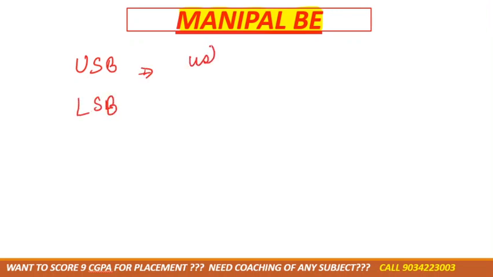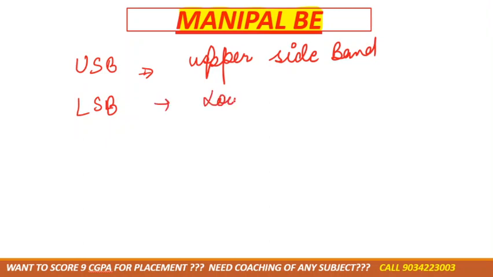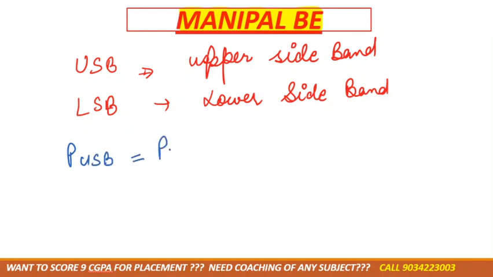USB stands for upper sideband and LSB stands for lower sideband, correct? So PUSB, power at upper sideband, would be equal to PLSB, power at lower sideband, which would be equal to (PT minus PC) divided by 2.